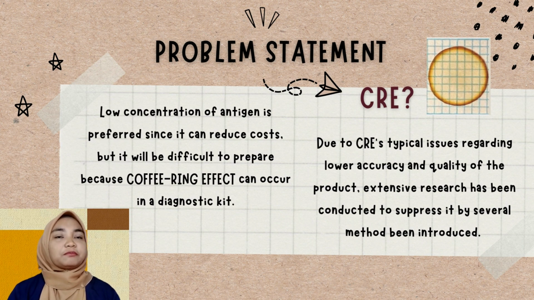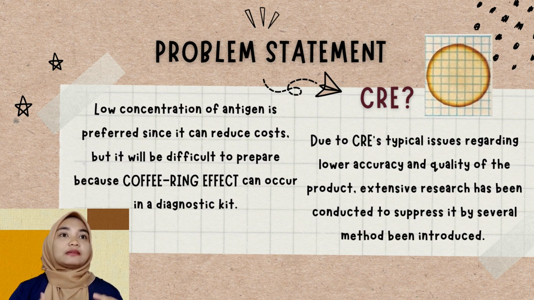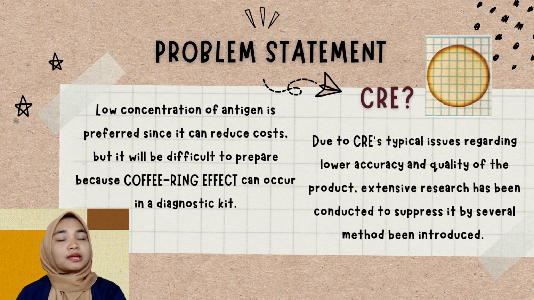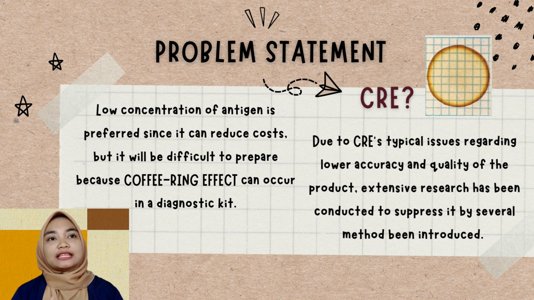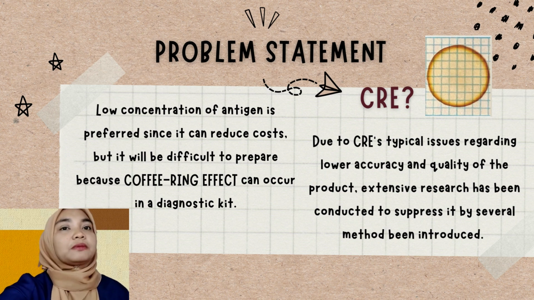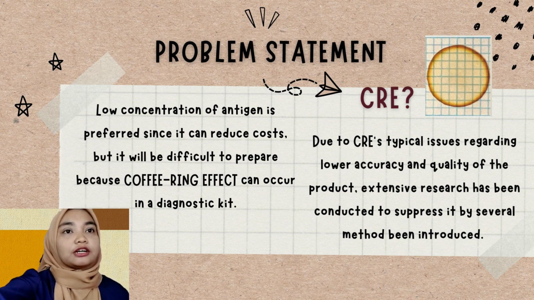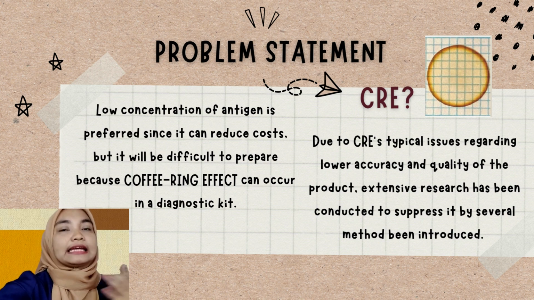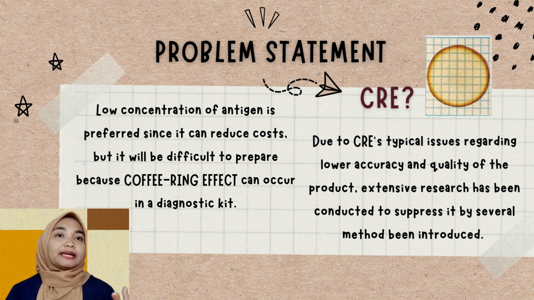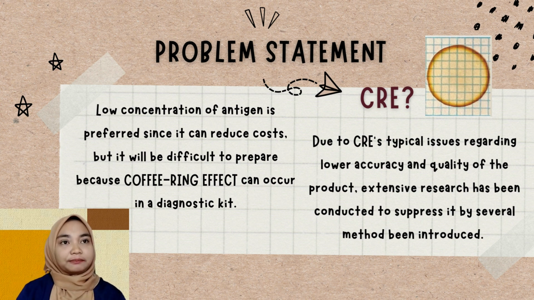Next is the problem statement for this study. Nowadays, the demand for production of diagnostic kits in Malaysia is increasing over time. Since diagnostic kits use an antigen, there is difficulty in preparing the antigen. Preparation of antigen involves risk of pathogenicity, is costly, and needs enforcement. So, one of the best ways to prepare it is by lowering the concentration of antigen.